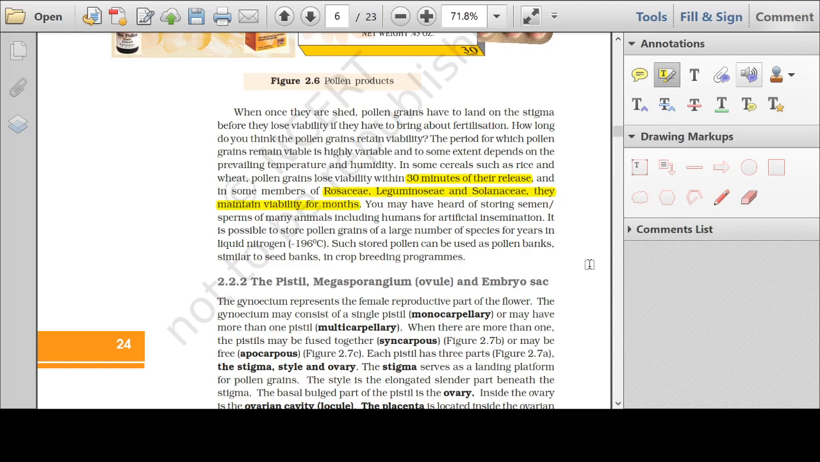You have heard about storing of semen for artificial insemination. Semen can be stored in liquid nitrogen. Similarly, pollen grains can also be stored in liquid nitrogen at -196 degrees Celsius, and that is called a pollen bank. These pollen grains can then be used in crop breeding programs by farmers to produce improved or hybrid varieties of crops.